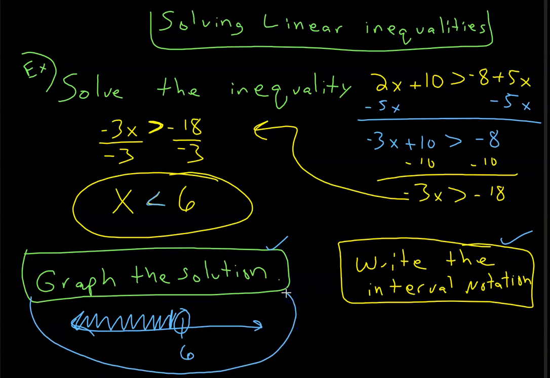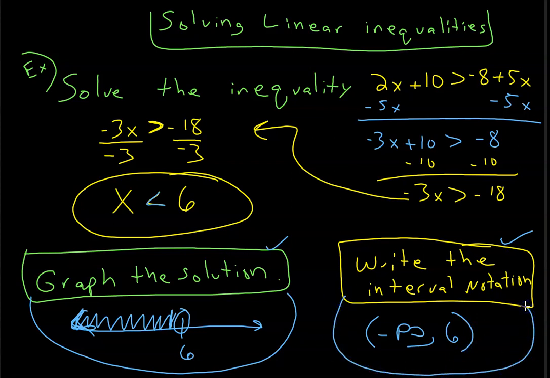The last part says write the interval notation. Interval notation for this, because it goes to the left, begins at negative infinity, and it stops at the number 6 with a soft bracket on 6, or parenthesis, because it can't actually equal 6. And that's how we solve that inequality. I'll pause the video, copy that as a note, and we're going to give you another example.